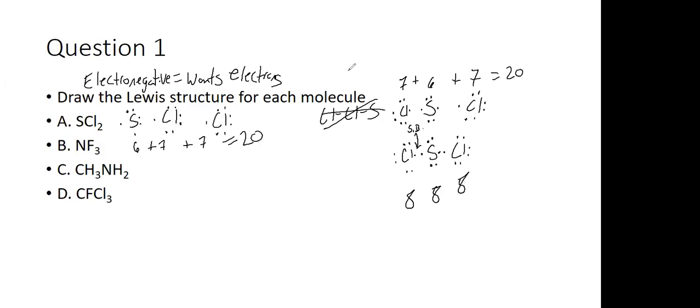All right, so hopefully you're able to follow that explanation and use that explanation of how we did SCl2 to try and figure out the Lewis structures for our other molecules here. So see if you can get through that. If you have questions about what I did there, please let me know. Other than that, I'll leave you to it and give everybody a couple minutes to try and figure out B, C, and D.